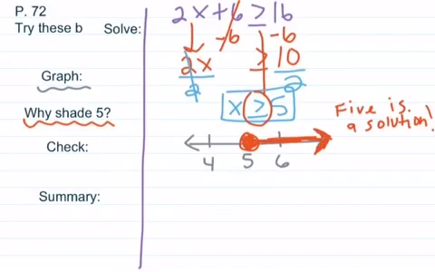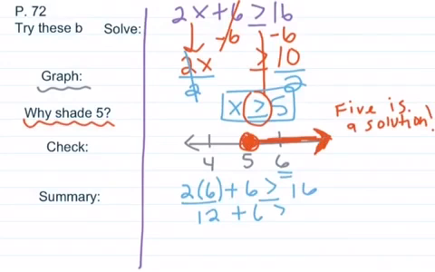Now to check, I'm going to choose 6 because we shaded 6. So 2 times 6 plus 6 is greater than or equal to 16. You could choose 7, 8, any number that we're shading. Let's see if this is true. 2 times 6 is 12. 12 plus 6 is 18. Is 18 greater than or equal to 16? Absolutely. So this checks out.